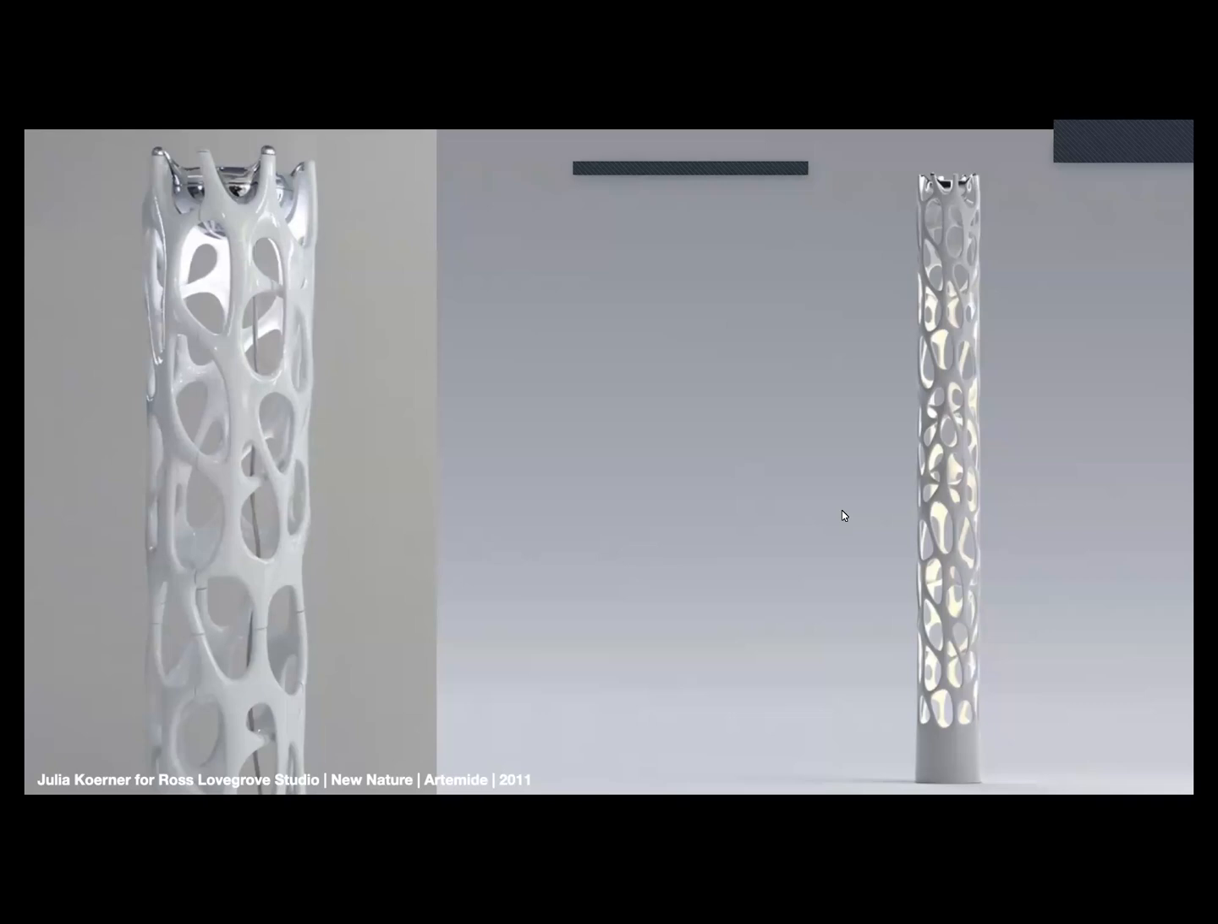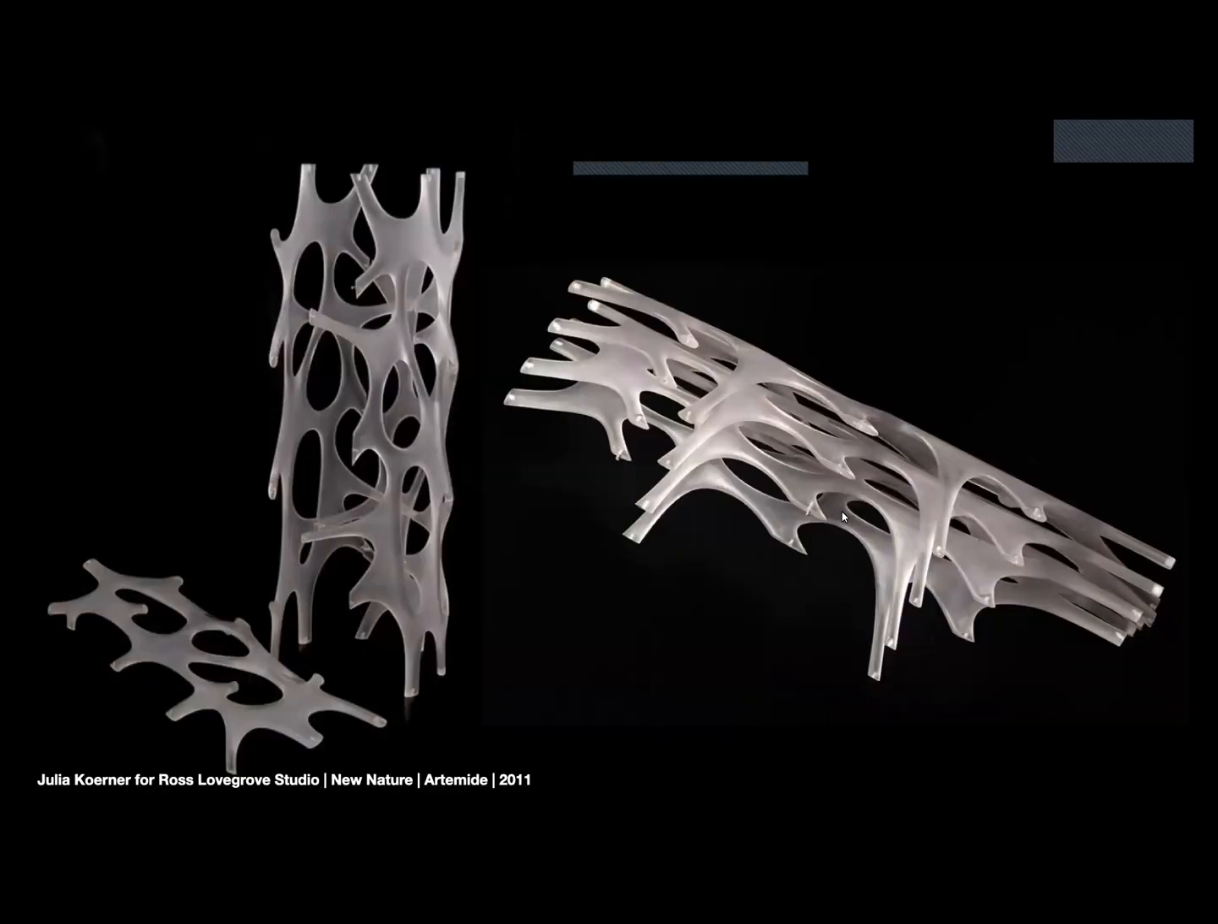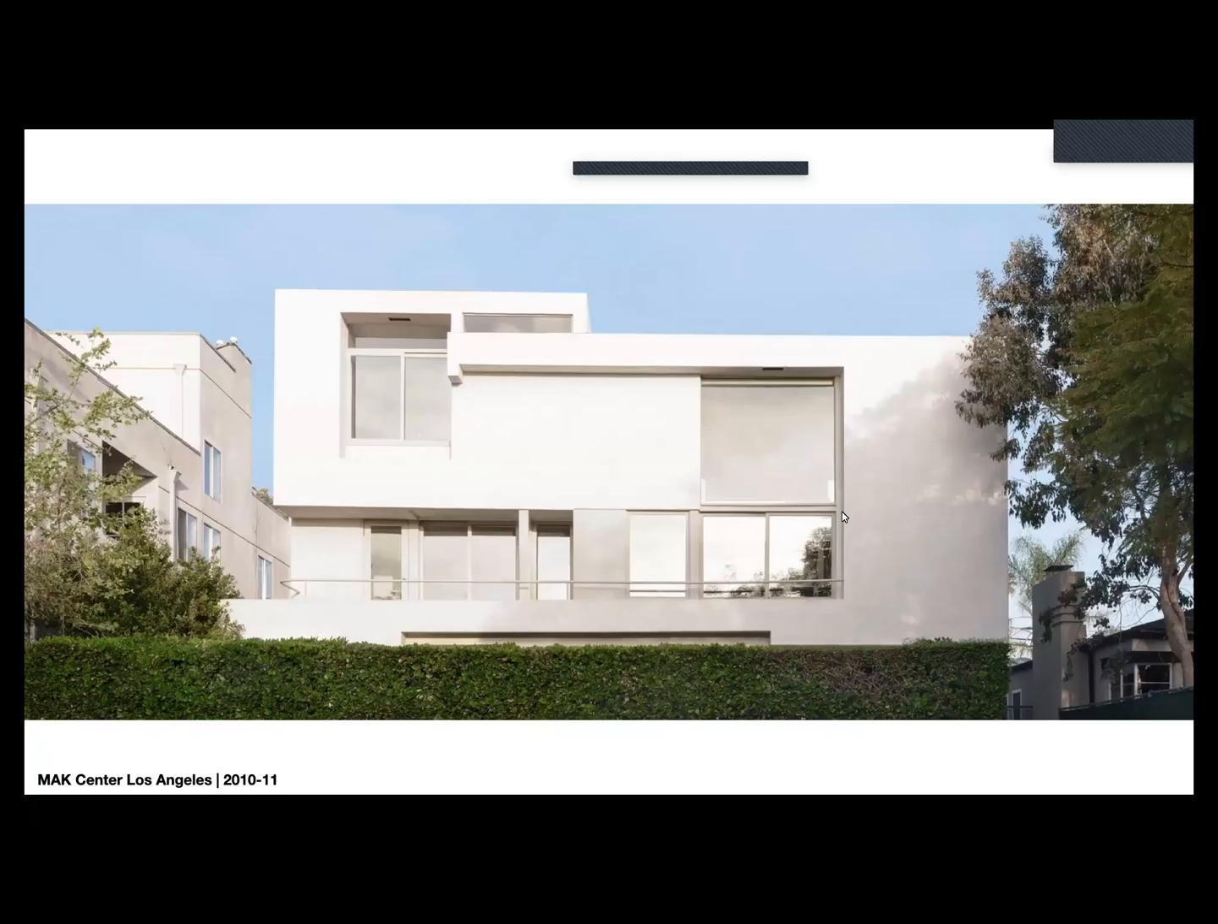This was a light design, the column New Nature light, which consists of 16 different pieces. Actually, 16 of the same pieces. So there's one mold, as you can see, the bottom left piece is 16 times repeated, but you don't really see it in the overall column because of its complexity and how it's modeled.